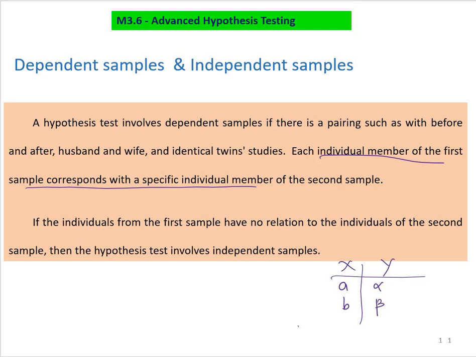Such samples are called dependent samples. Each individual member of the first sample corresponds to a specified individual member of the second sample. That's why they are known as dependent samples. If there is no relationship between them, then they are called independent samples. I think that makes sense.